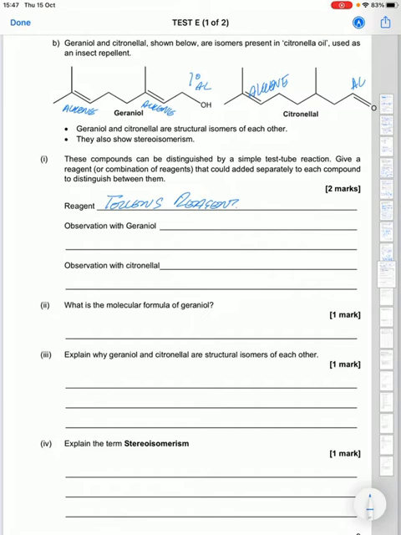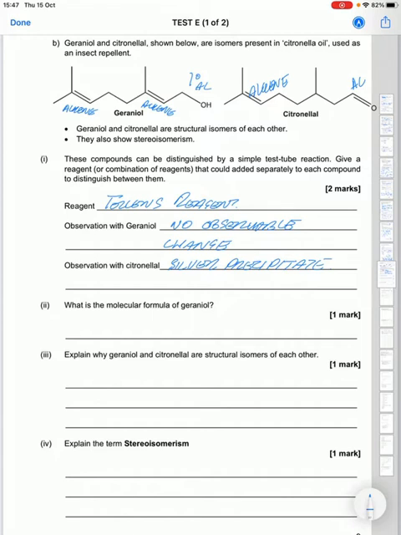So with geraniol, so that's the primary alcohol, there'll be no observable change. And with citronellal, we should see a silver precipitate.